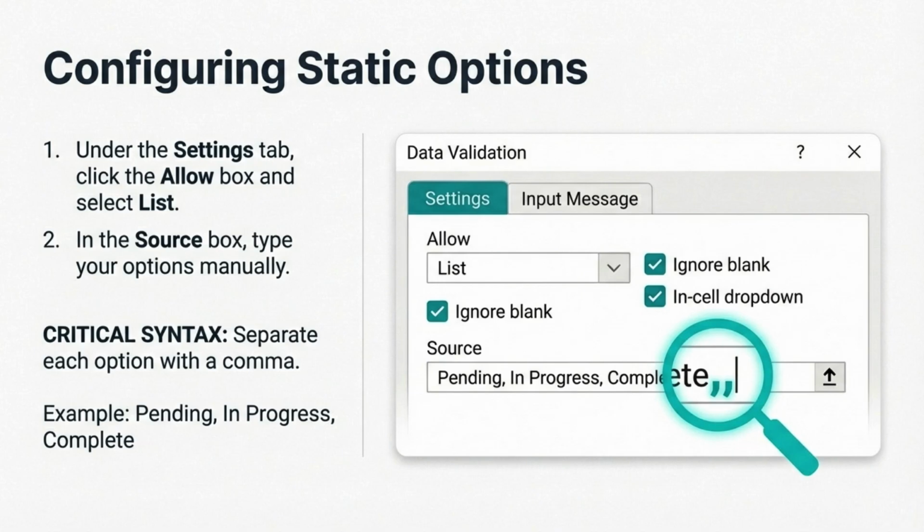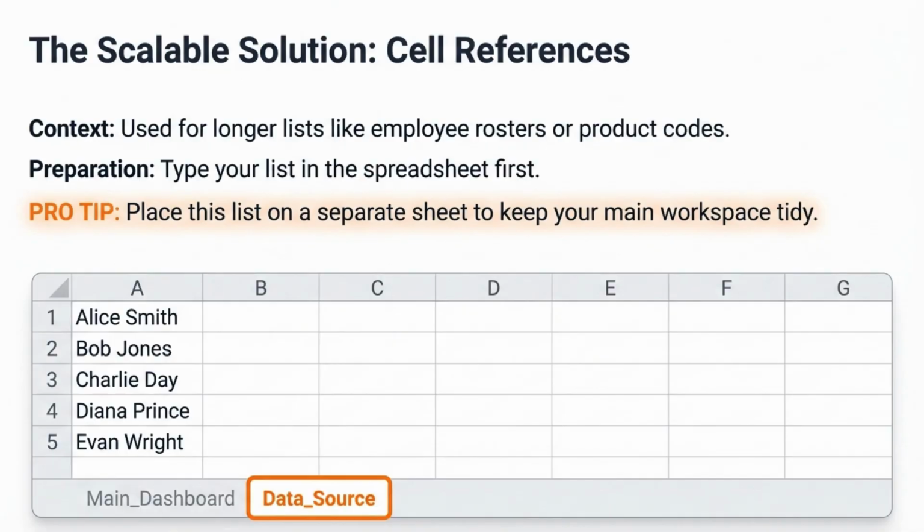Click OK and you're done. If you click the arrow next to your cell, you'll see your options are ready to go. Now, let's look at the second method, cell references, best for long or changing lists. This is better if you have a long list of items, like a list of employee names or product codes.